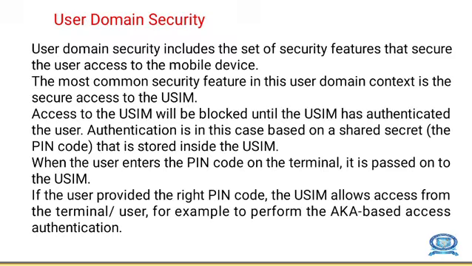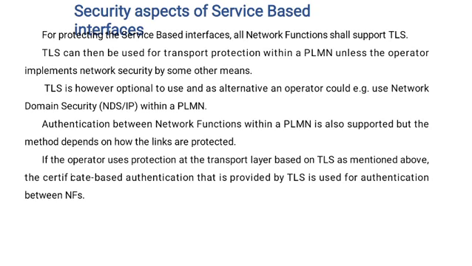Access to the USIM will be blocked until the USIM has authenticated the user. Authentication is in this case based on a shared secret that is stored inside the USIM. When the user enters the PIN code on the terminal, it is passed on to the USIM. If the user provides the right PIN, the USIM allows the terminal, for example, to perform AKA access authentication.